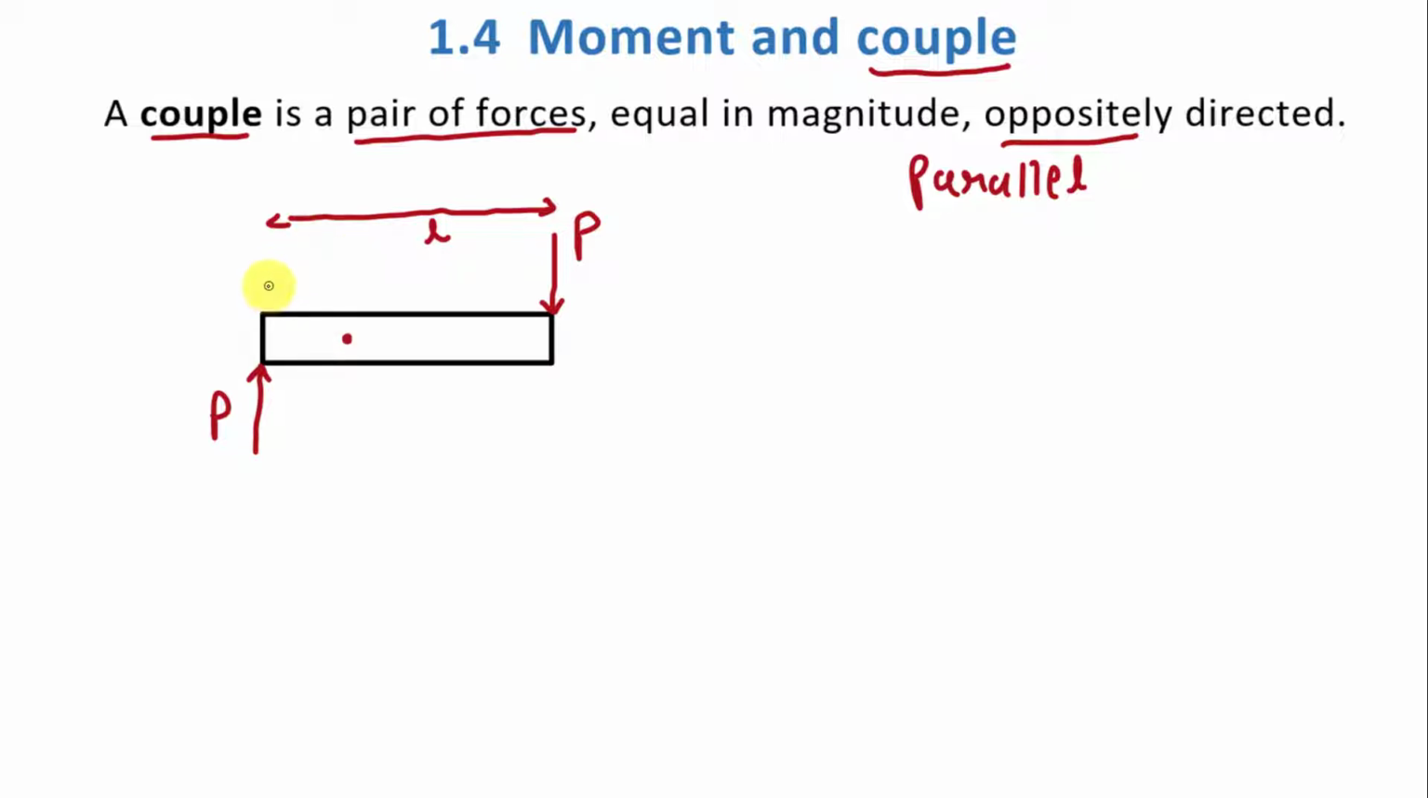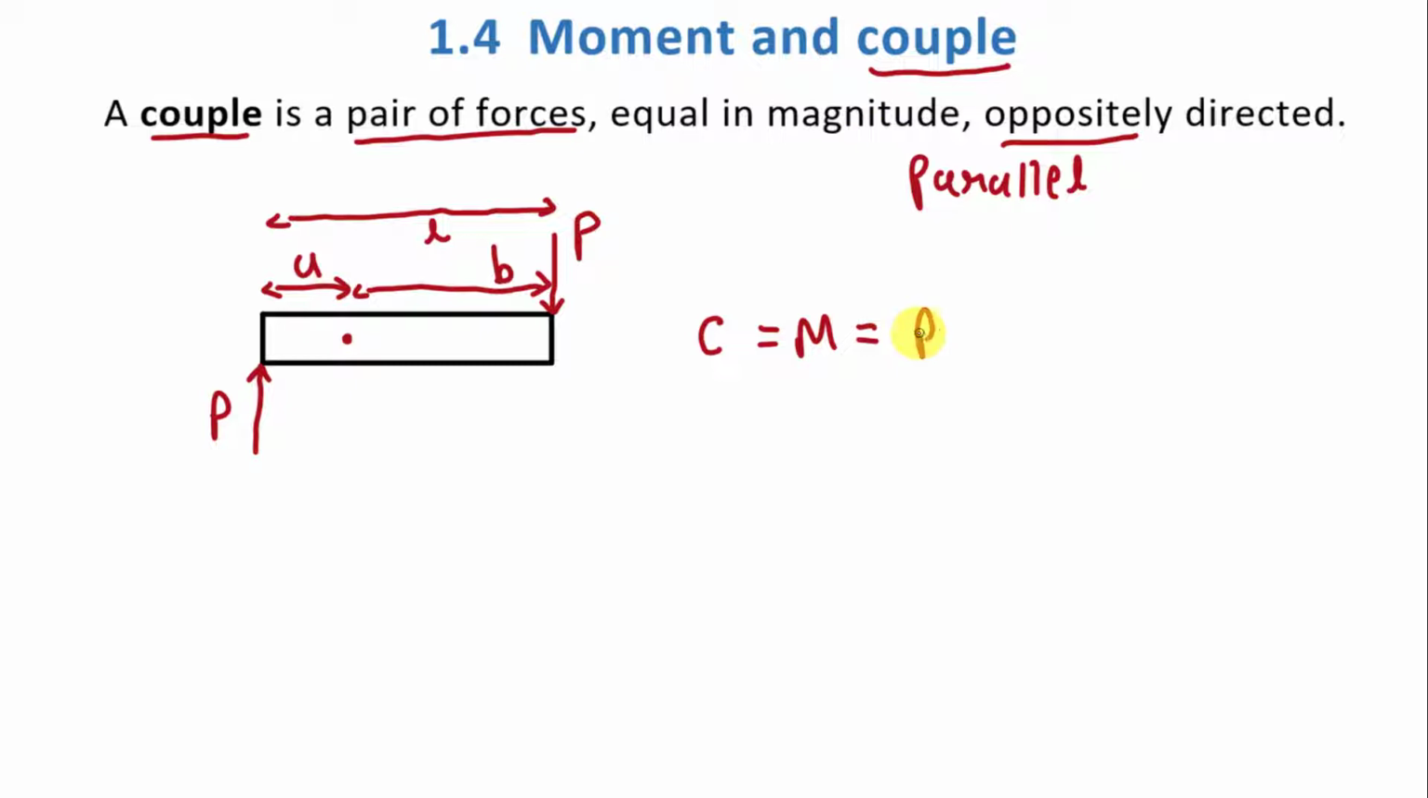Let's say distance from this point to this load is A, and distance from this point to this load is B. Now how to find value of couple? Couple can be considered as a sum of moments applied by these loads P. So let's say value of couple C, or let us take it moment M, is equal to value of moment by this load P, which is in the downward direction, plus value of moment by this load P, which is in the upward direction. So what will be the value of moment by this load P here? It will be load into perpendicular distance from this point.